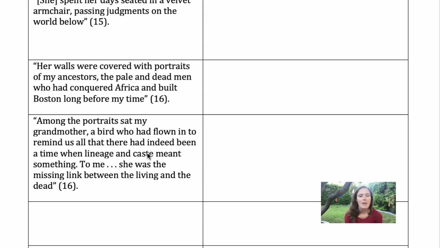One more. Among the portraits sat my grandmother, a bird who had flown in to remind us all that there had indeed been a time when lineage and caste meant something. To me, she was the missing link between the living and the dead. There's a lot to say there. The comparison of the grandmother to a bird, the reference to the word caste, which evokes the caste system, but in particular, pull out the word missing link, or the term missing link. You may remember studying this term in an evolutionary biology class. You can also just Google what missing link suggests and unpack what we learn about the grandmother from this quotation.